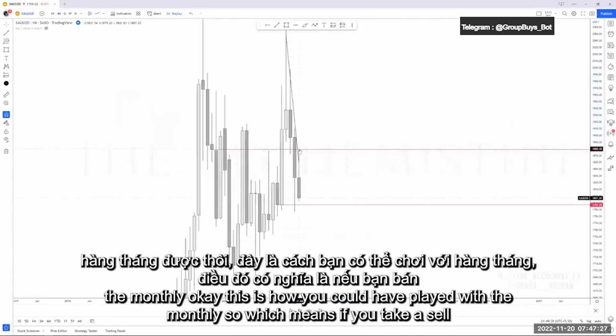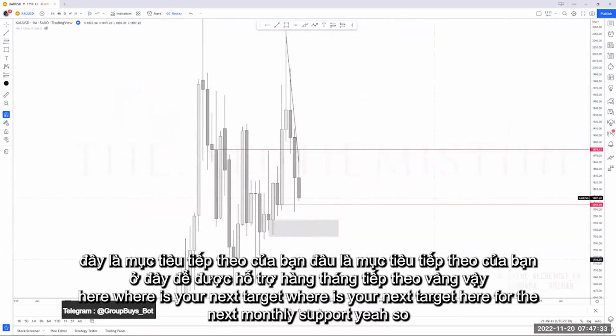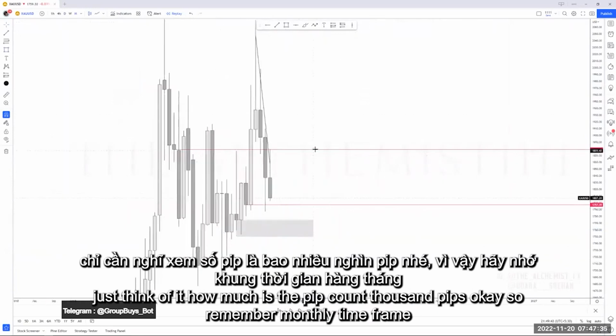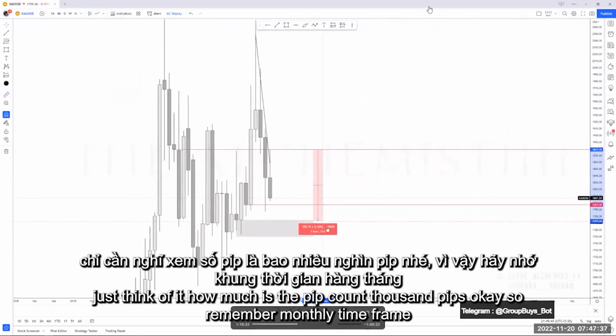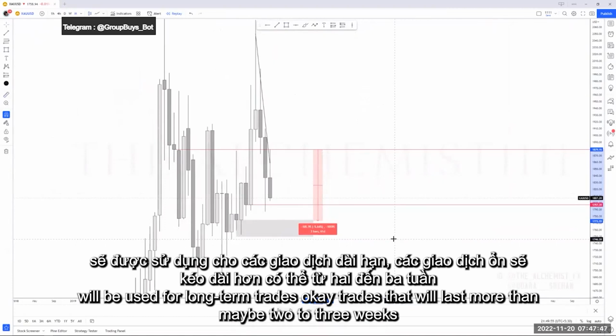So if you take a sell here, where is your next target? Here. The next monthly support. Just think of it. How much is the pip count? 1,000 pips. So remember, the monthly time frame will be used for long-term trades, trades that will last more than maybe 2 to 3 weeks.